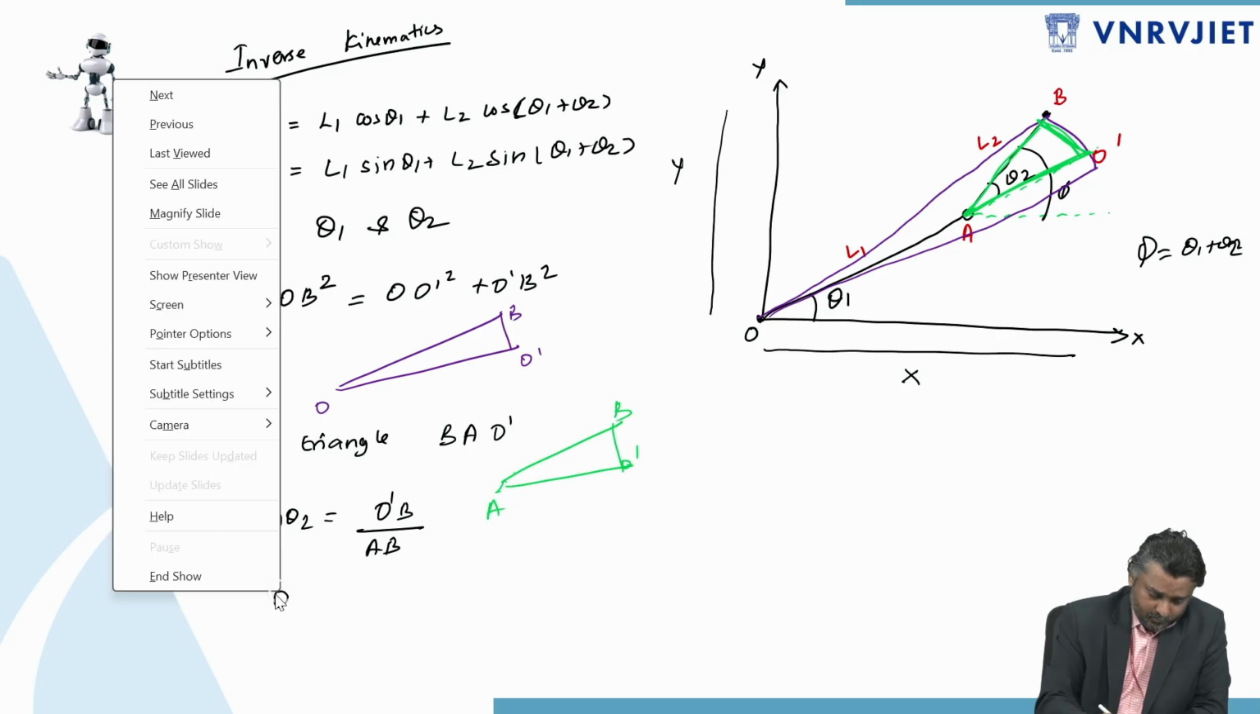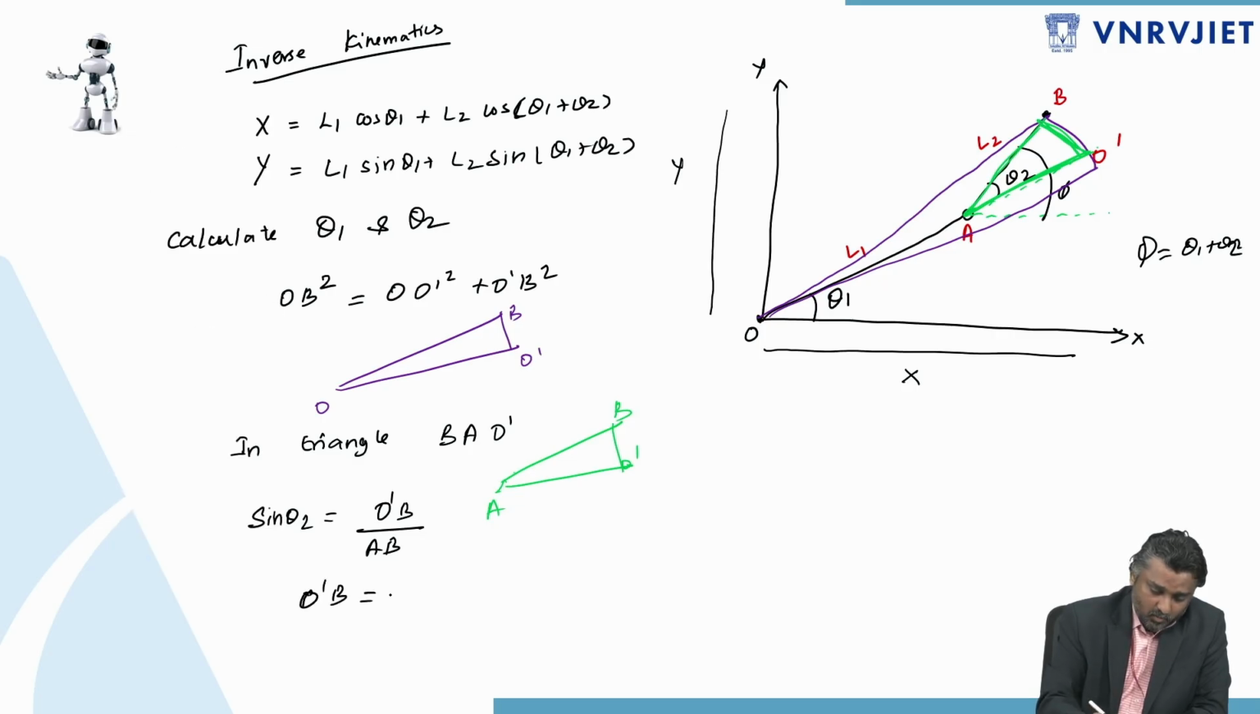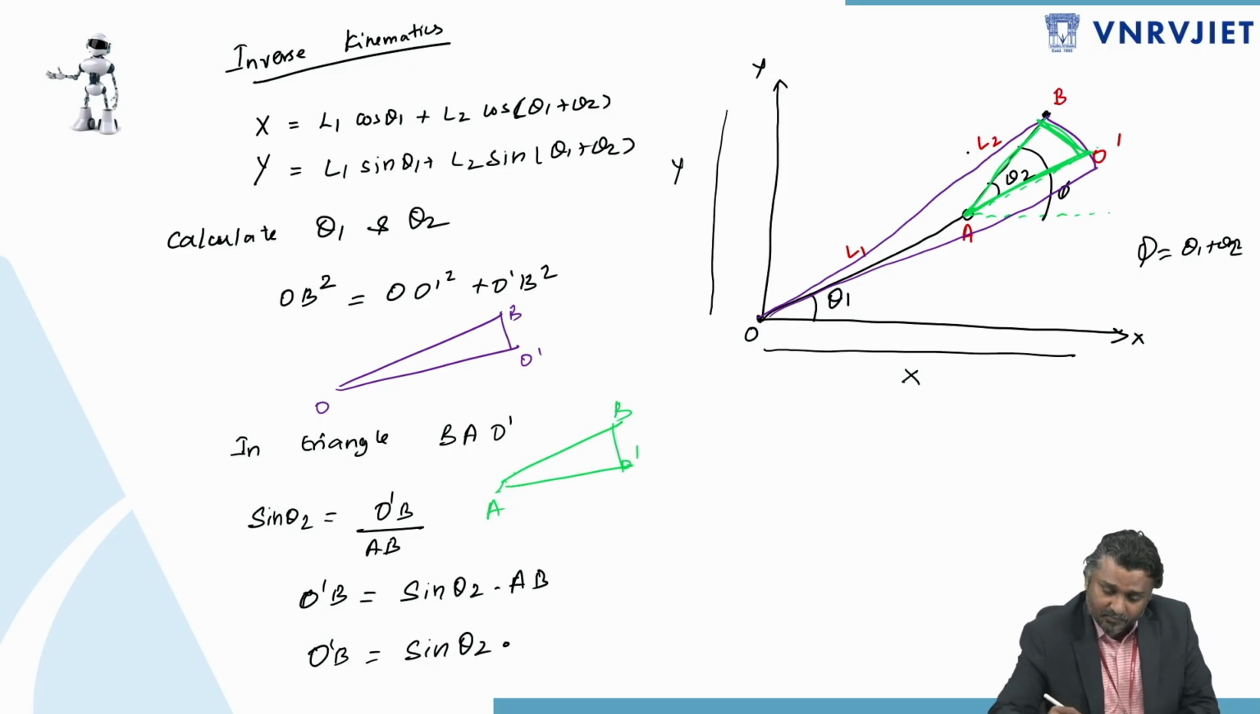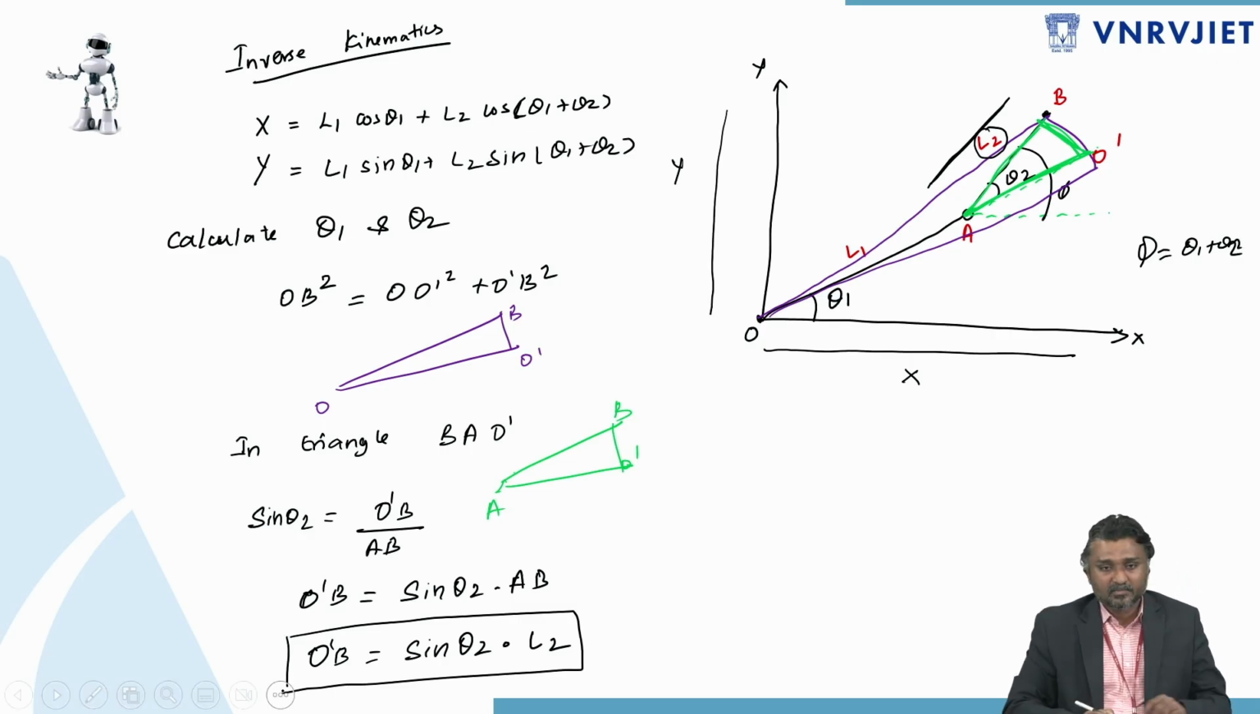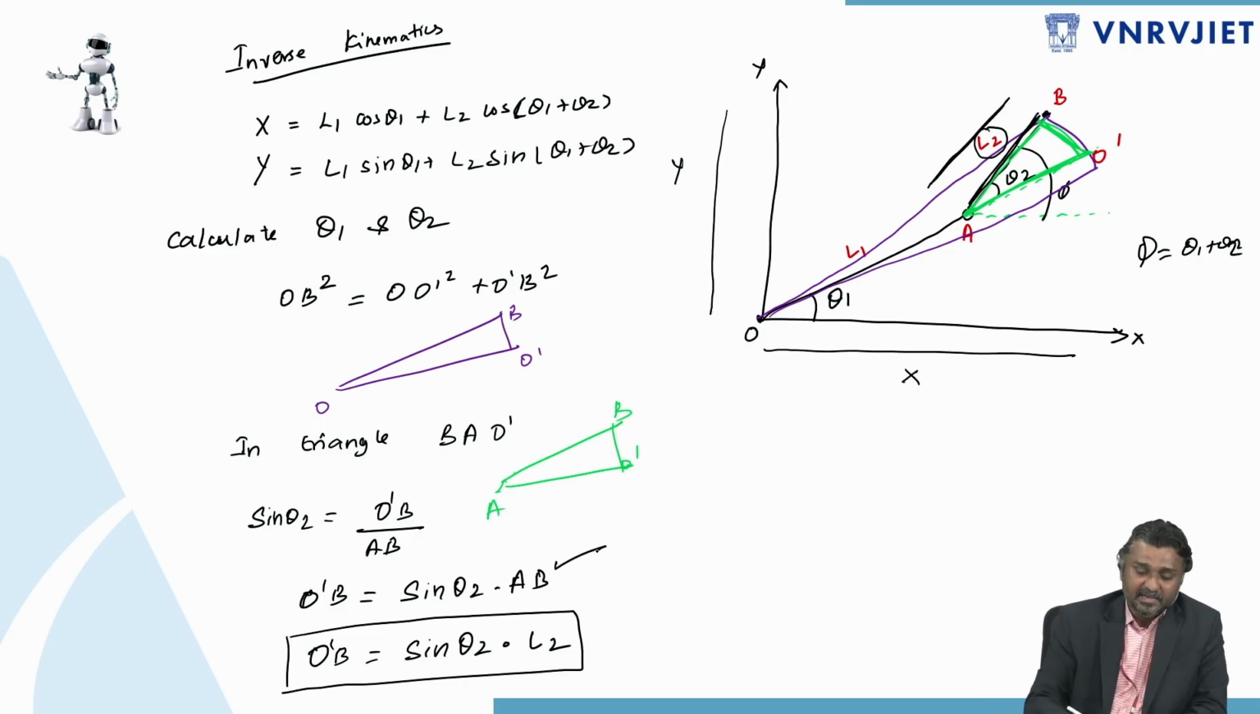So O dash B is equal to sin theta 2 into AB. What is the AB? See, the AB is the link length, the length of link 2, that is L2. So that's why I'm replacing AB with L2. So this is the O dash B. It's clear. AB is the length of link 2, that is L2.